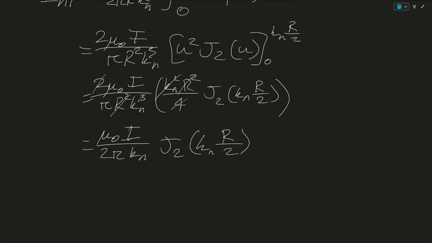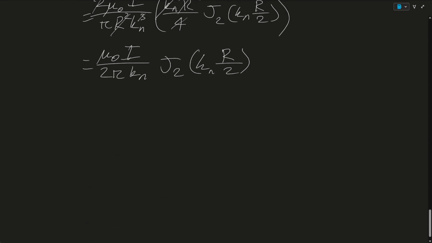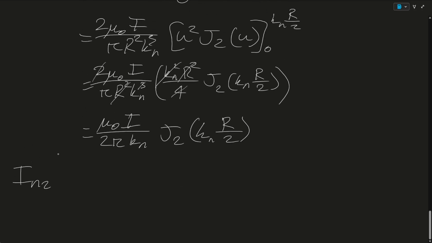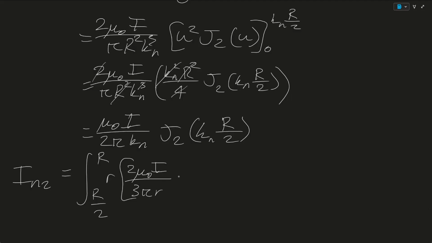Now we just have to do the outer integral, which is I_n2. Very much similar-ish kind of thing, but we end up with a different identity. In fact, it's slightly easier. From R over 2 to R of r times 2 mu naught I over 3 pi R times 1 minus r squared over big R squared.